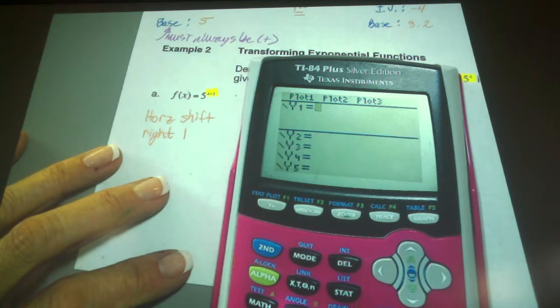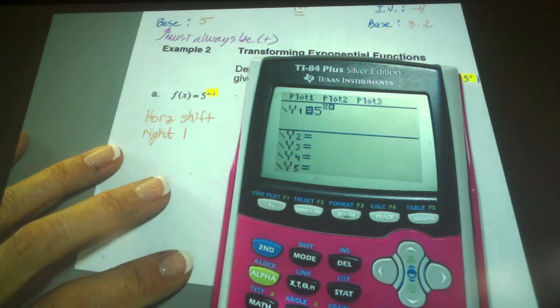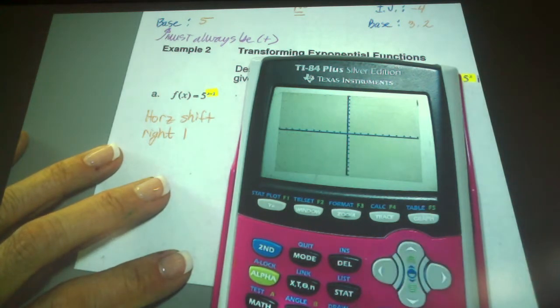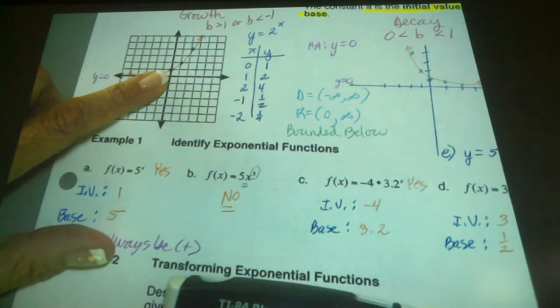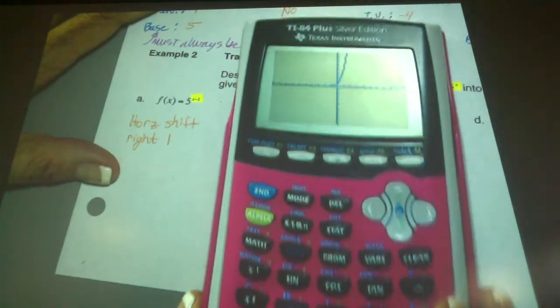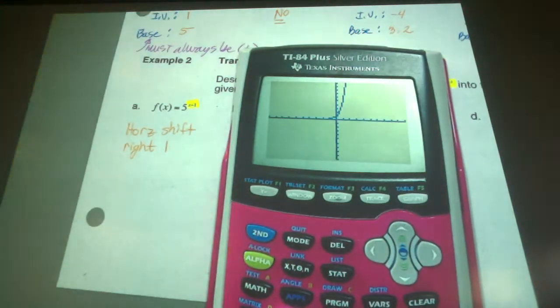Okay, so I'm going to put 5 to the x in. And so that looks like this. That's our normal 5 to the x. So it's a little closer to the y-axis than my one up here of y equals 2 to the x, which kind of makes sense. We have a vertical stretch kind of going on here with that base changing. But let's see what happens with that exponent.